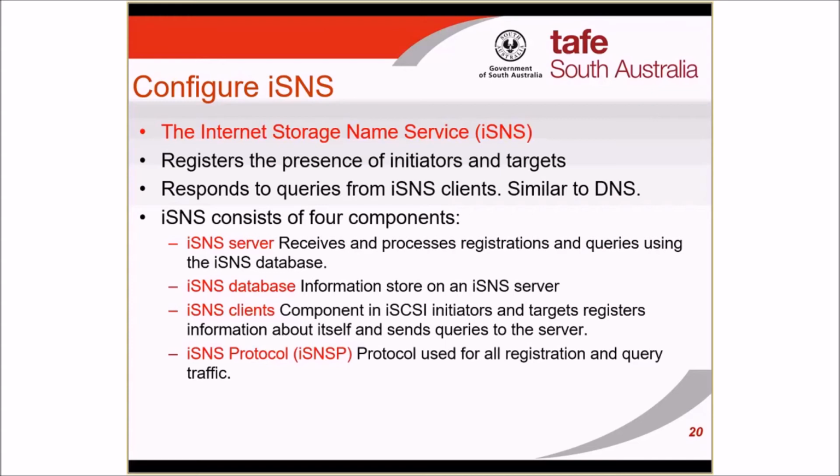iSNS consists of four components: a server, which receives and processes the registration and queries using the iSNS database. There's the iSNS database, which holds the information stored on the server. Then there's the client, which is a component of the iSCSI initiator and target that registers information about itself and also queries information about other servers. The iSNS protocol is used for registration and query traffic.